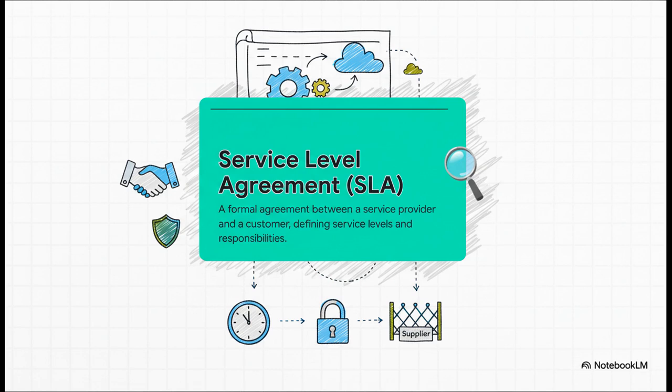Now, this is the master contract, the service level agreement, or SLA. This is the formal written promise to the client about exactly how the service will perform once it's built. It defines critical things like uptime, performance targets, and support hours.